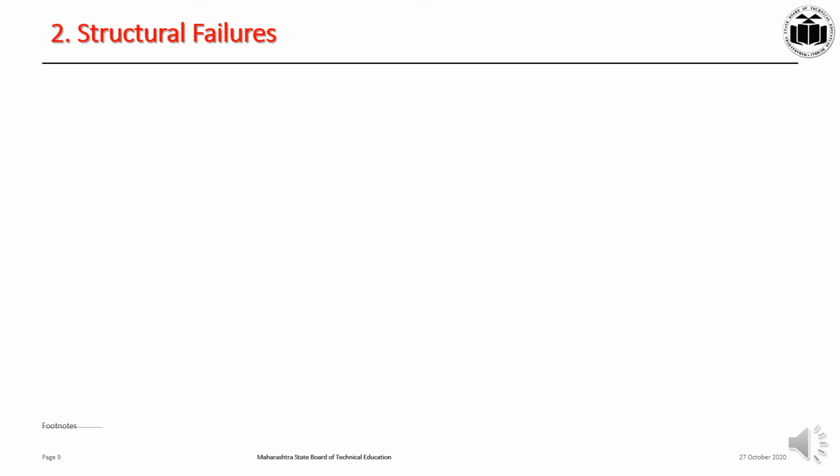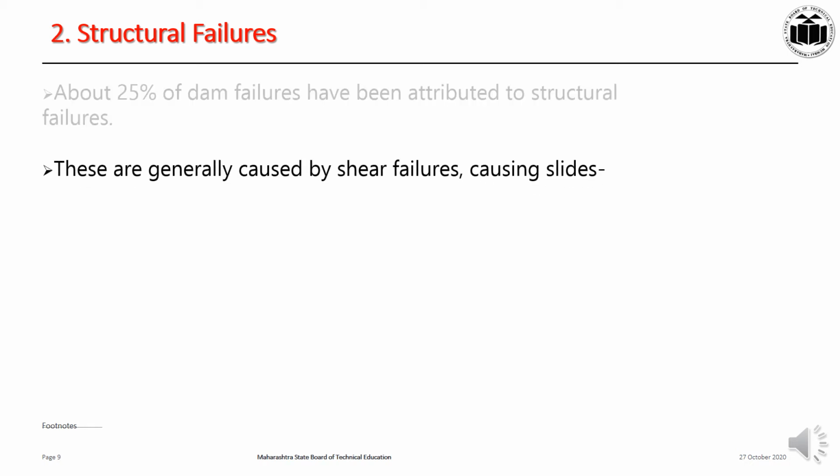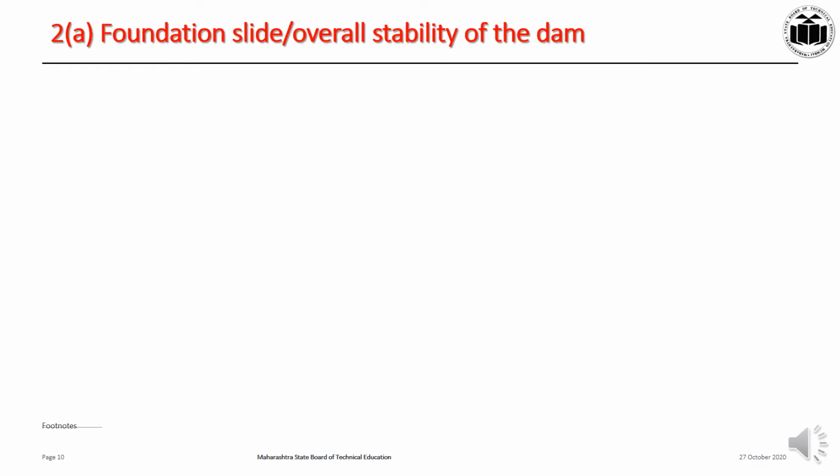Now we see the structural failure. About 20% of earthen dam failures happen because of structural reasons. These are generally caused by shear failure. First, foundation slide or overall stability of the dam, the first reason, and then slide in embankment. Now we'll see one by one what foundation slide is and what slide in embankment is. The first is foundation slide or overall stability of the dam.